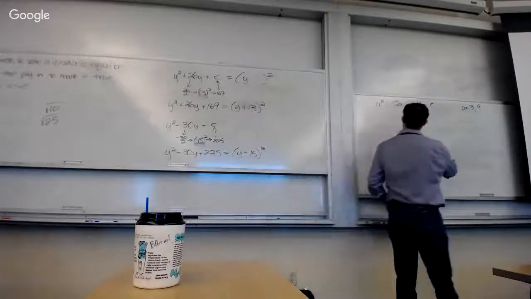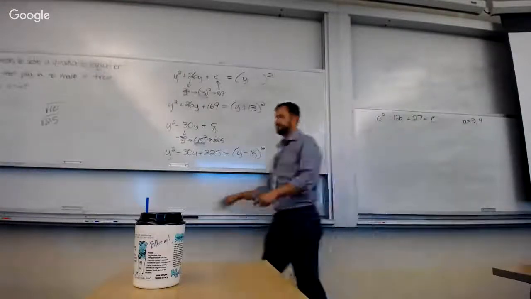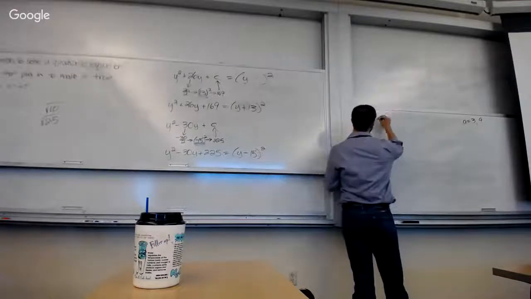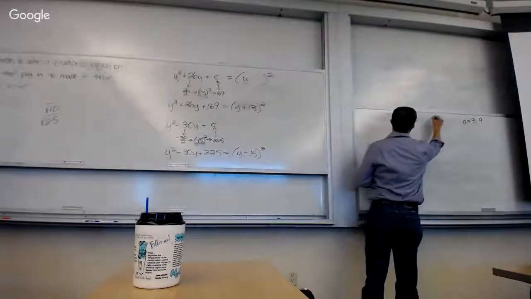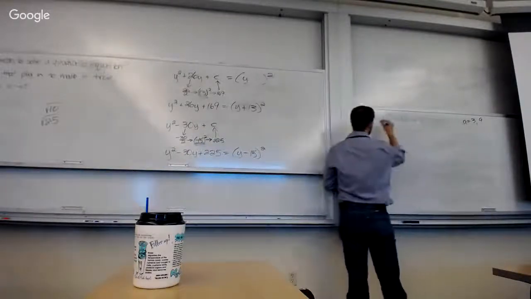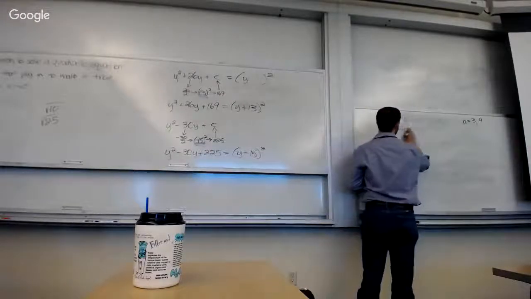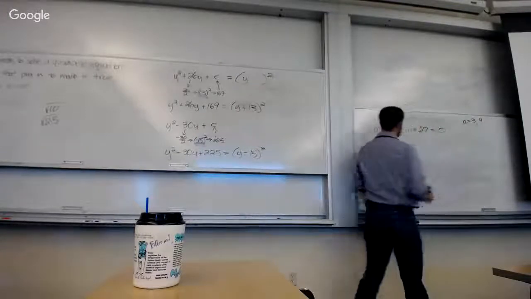Step 1. Oh, and I should clarify. This is ax squared plus bx plus c equals 0. And our equation is x squared minus 12x plus 27 equals 0. There we go.